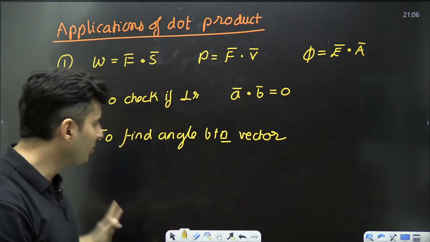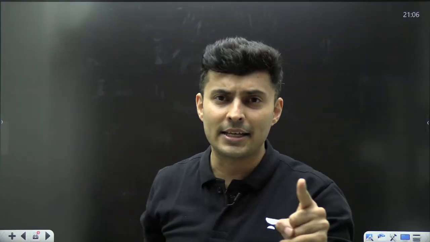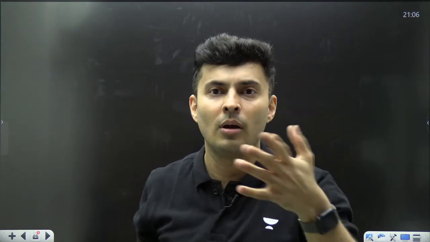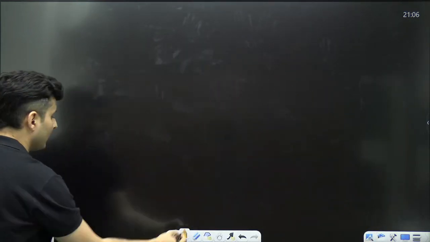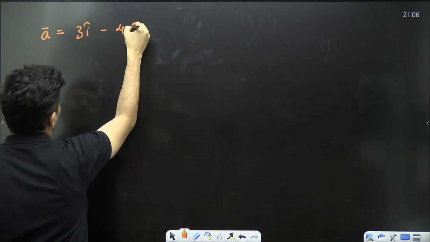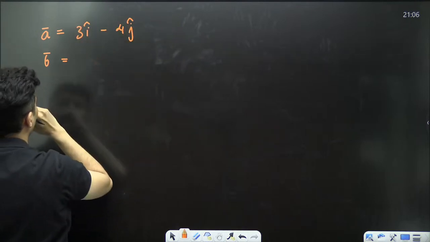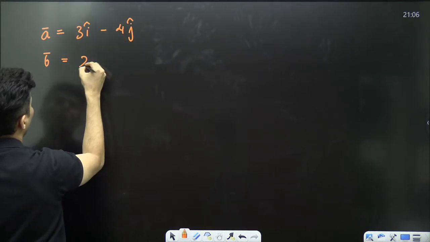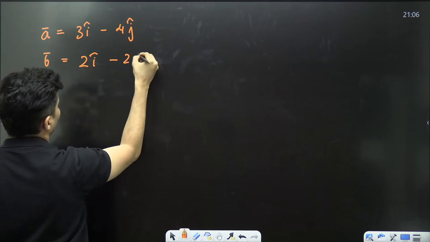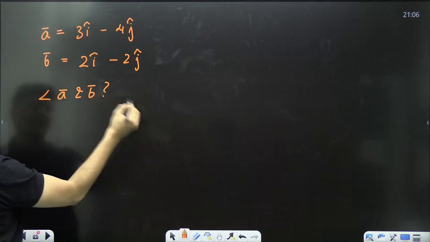How? Observe. You'll be shocked. You'll be like, sir, any vector I can find the angle? Yes. Is it that simple? Yes. Do I need to visualize? No. Wow. Please tell me about it. Here it comes. Guys, look at this. Imagine A vector is 3i cap minus 4j cap. B vector is 2i cap minus 2j cap. Question is, what is the angle between A bar and B bar?